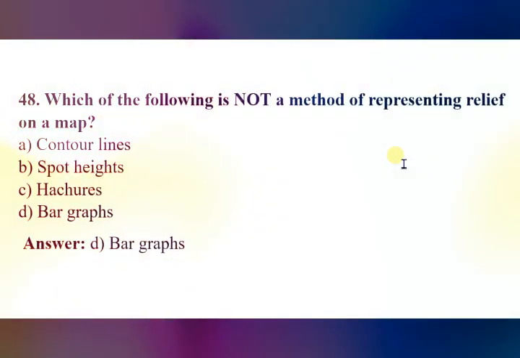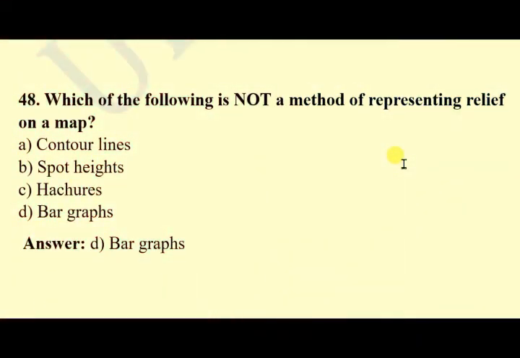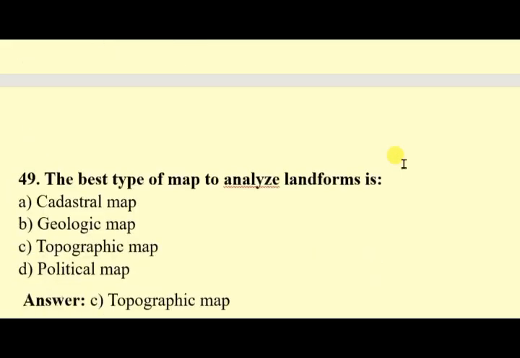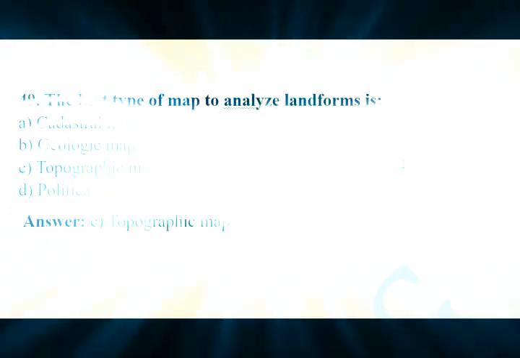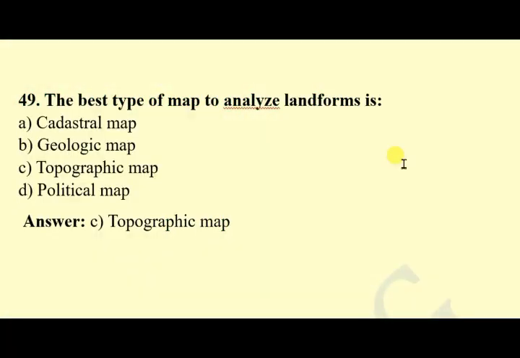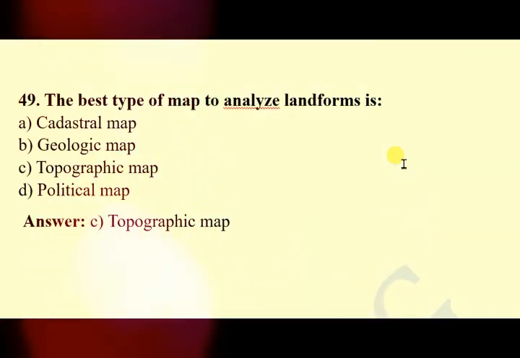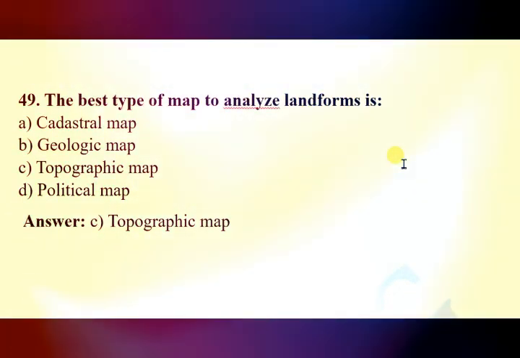Question number 48. Which of the following is not a method of representing relief on a map? Contour lines, spot heights, hachures, bar graphs. Here the right answer will be bar graphs. Question number 49. The best type of map to analyze landforms is cadastral map, geologic map, topographic map, political map. Here the right answer will be topographic map.